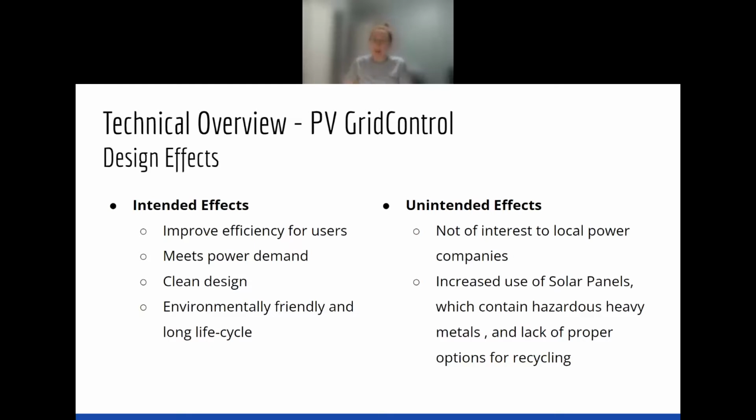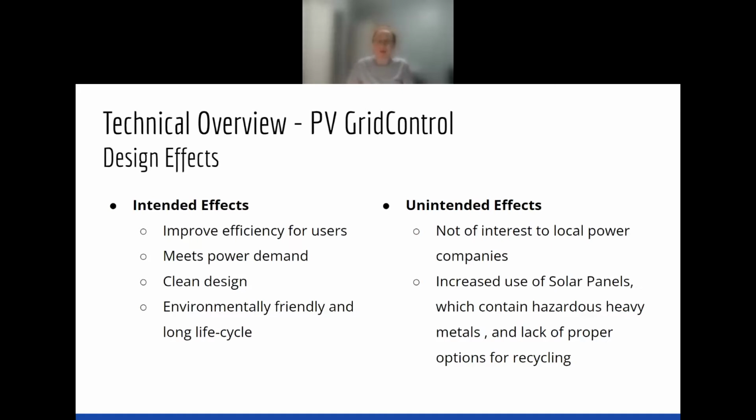When starting the design process, a number of intended effects or objectives were outlined for the team to follow. These effects were a high-efficiency power output that eliminates disturbances, a product that meets power demand and allows users to reduce their reliance on the grid, a clean design that doesn't include unnecessary technology and convoluted ideas so the average user can take advantage of the product, and a long-lasting and environmentally friendly design that doesn't require component replacement over a short period. As with all design projects, along with the intended effects, there were also unintended consequences that occurred.